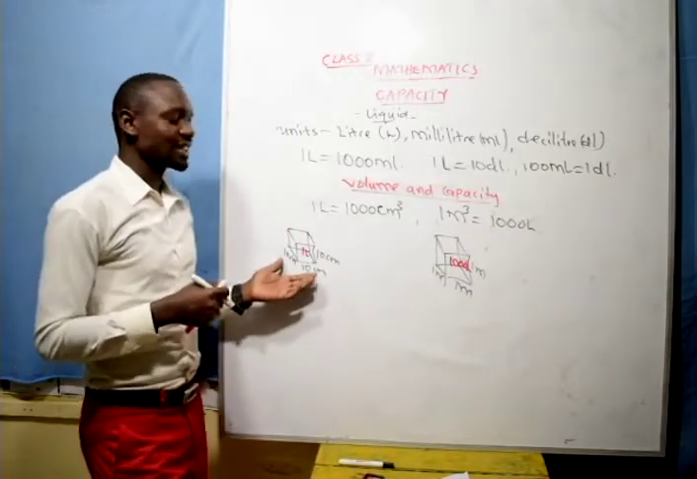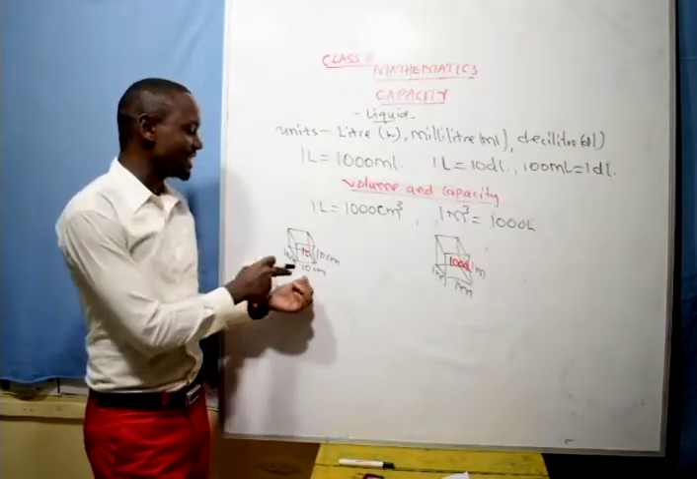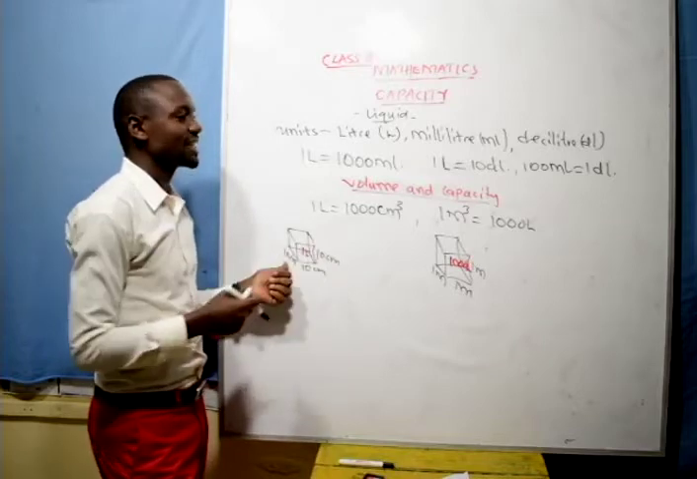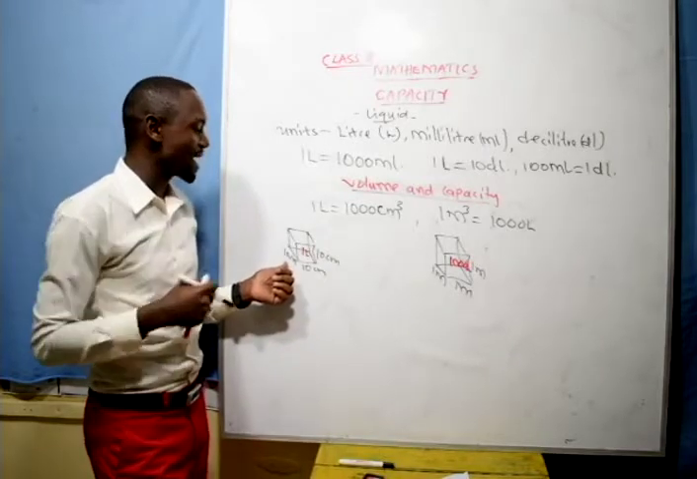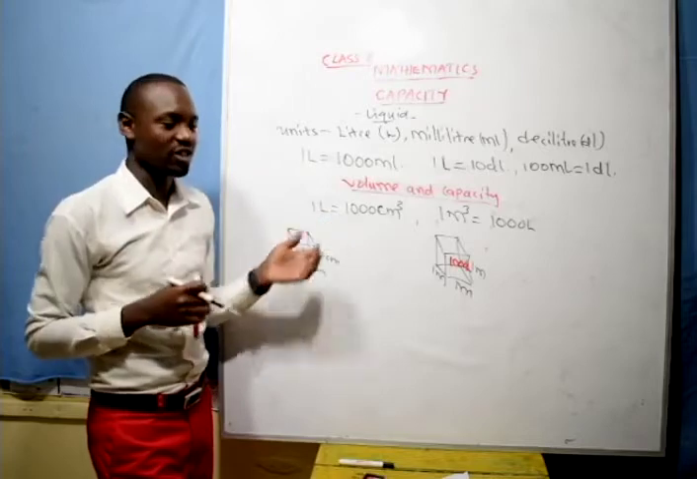And so a container that measures 10 centimeters by 10 centimeters by 10 centimeters will hold 1 liter of water.